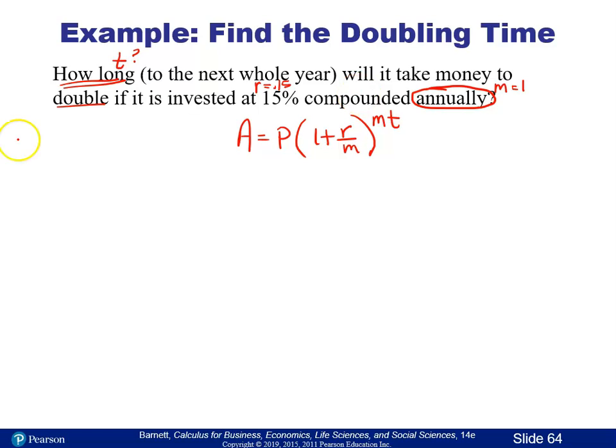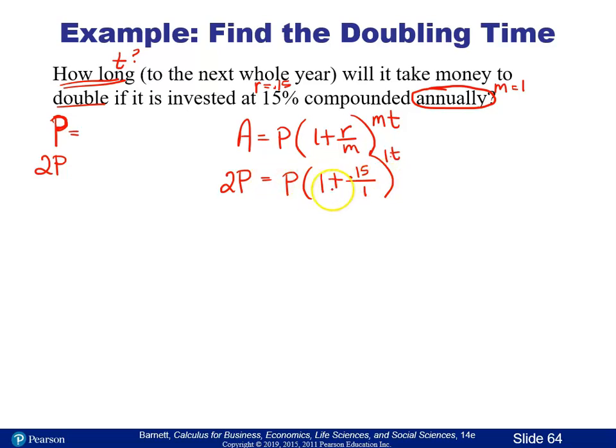Okay. So we don't even know what the principal is, but if we want it to double, whatever we start out with, we're going to call P. So if we want it to double, that's going to be 2P, okay? So that means we're going to start with just P. We want the amount that we end with to be 2P, and we'll plug in everything else. So I have 0.15, m is 1, to the 1 times t.